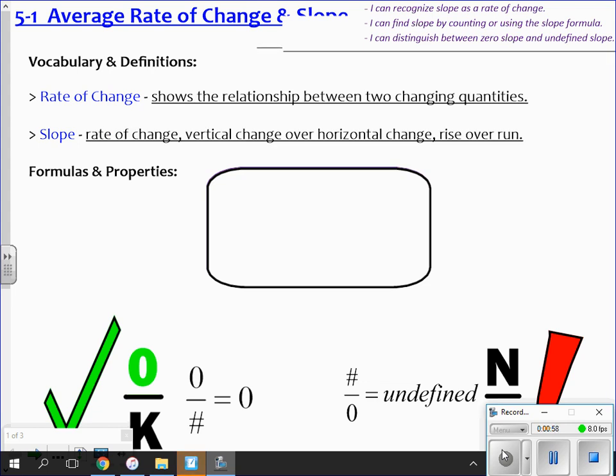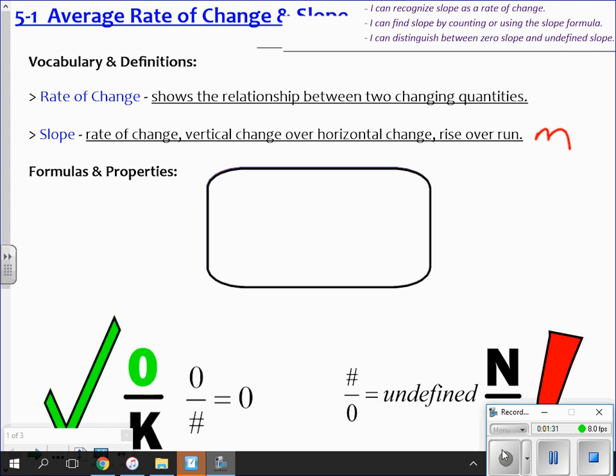Slope is the rate of change. The slope of your line is the rate of change of whatever we are graphing. It is the vertical change over the horizontal change. It is the rise over run. I'm sure you've heard that before. We use M for slope. M is the letter that stands for slope. Wherever you see an M in what we're talking about coming up, that means slope. M is your slope. Okay? And your slope is rise over run.